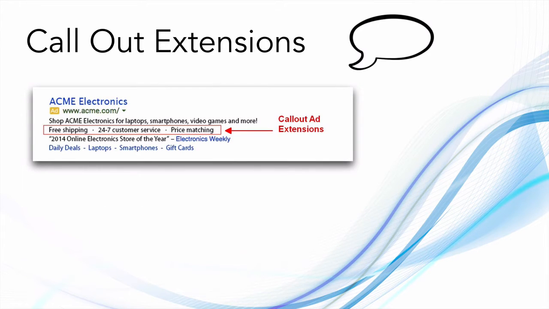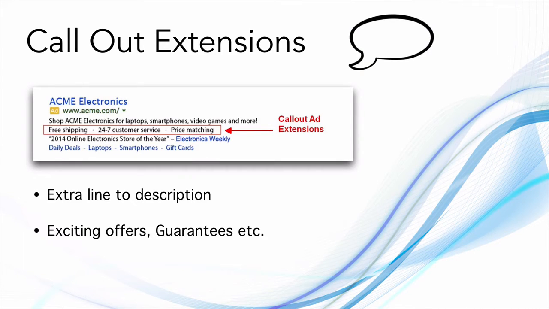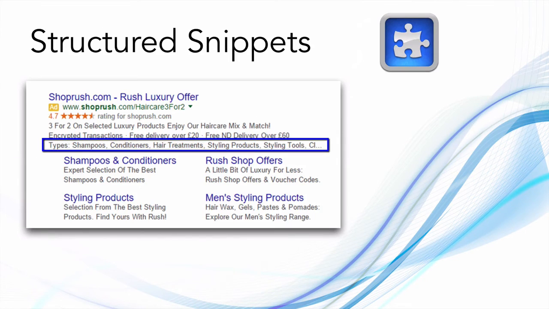The next type of ad extension is callout extensions. It adds an extra line to the description. What you can add in a callout extension is something exciting, offers, guarantees, something like free setup, or something like that, which makes the ad more attractive. Here you can see there is a callout extension which says free shipping, 24/7 customer service, price matching, etc.